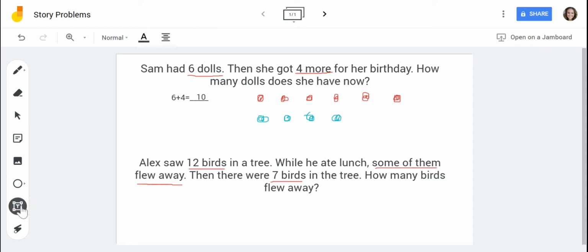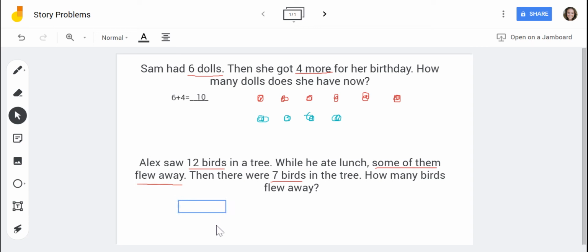So let's turn this into an equation. Before I type my equation, though, I'm going to think, is this addition or is this subtraction? So if we started with 12 birds and some of them flew away, that means there's not going to be as many birds left. And also I know that 7 is less than 12. So since our number is getting smaller, that means that this is going to be a subtraction problem.